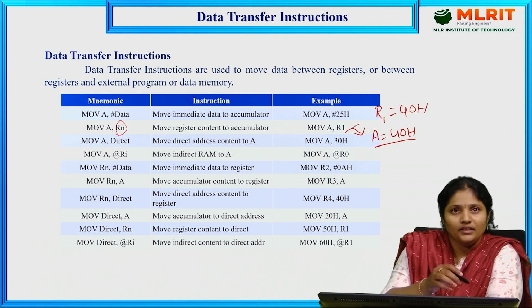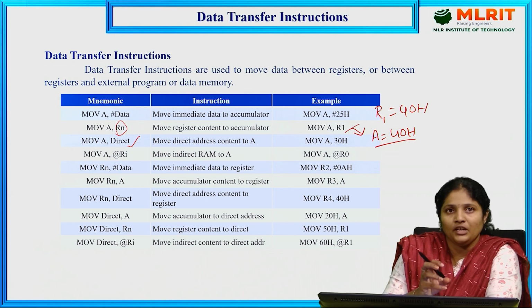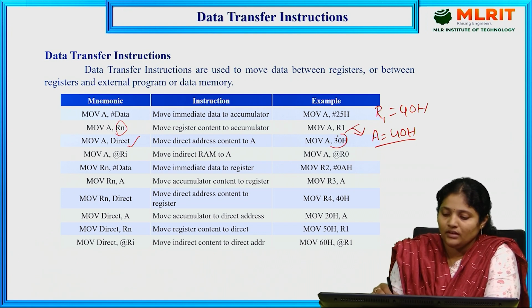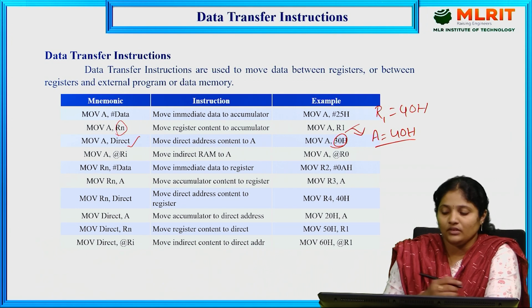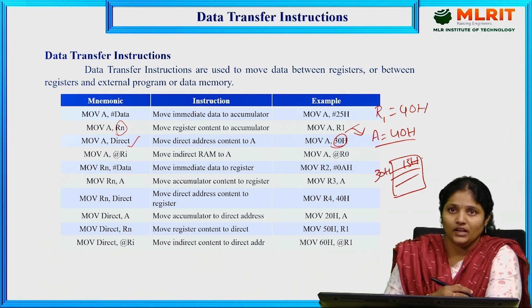The next one is MOV A, direct. Here direct specifies the memory location. You can give the address of any location in the RAM itself. Here they have mentioned 30H. So the data present in 30H, suppose it is 15, that particular 15 will be moved or copied to the A register.